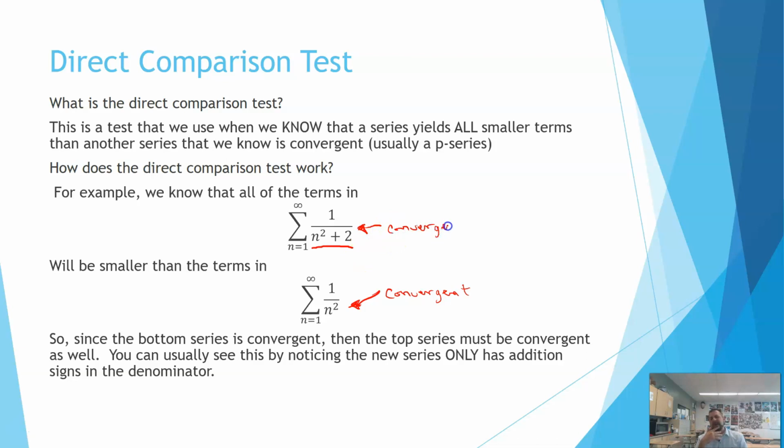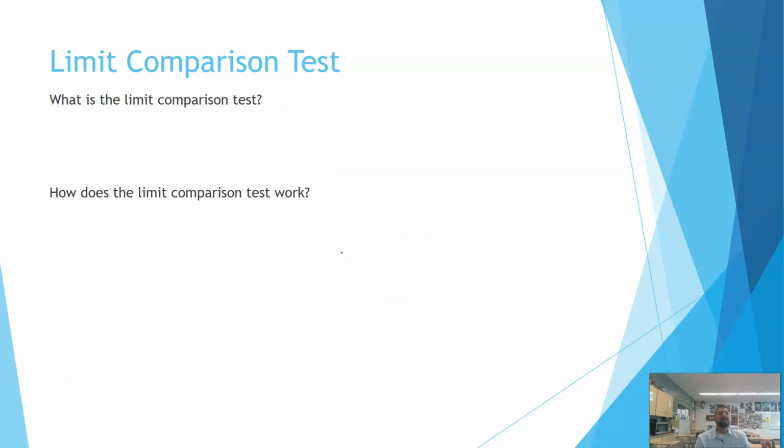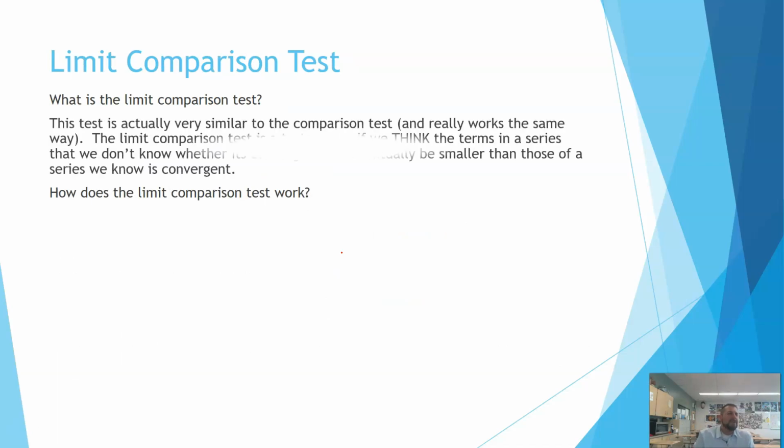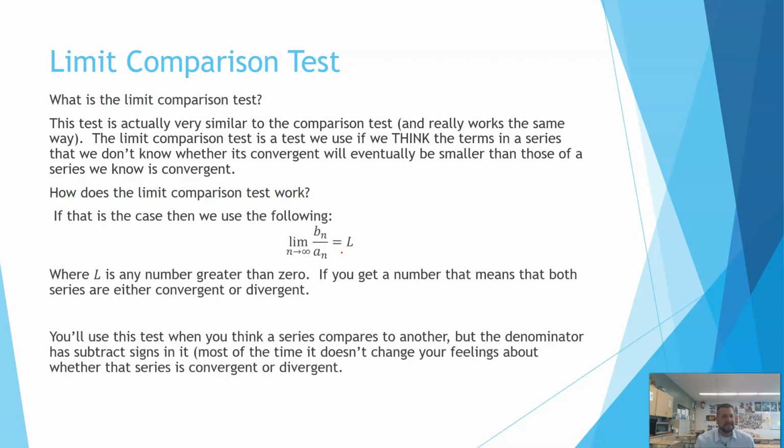Now, the reason why I know that those terms are smaller is because I'm only adding something to the bottom of that particular fraction. If I'm subtracting something, then I don't know for a fact that that's what's happening, and what we use instead is the limit comparison test. The only difference between the two, honestly, is that with the limit comparison test, we think this series is going to converge, but we don't know for a fact that every single term is going to be smaller than the term before it. So here's how the limit comparison test works.